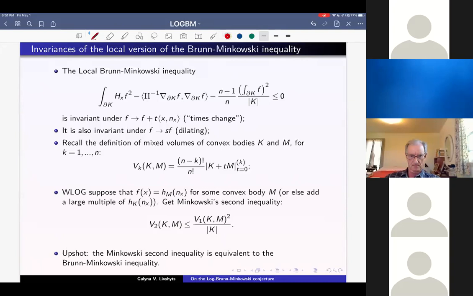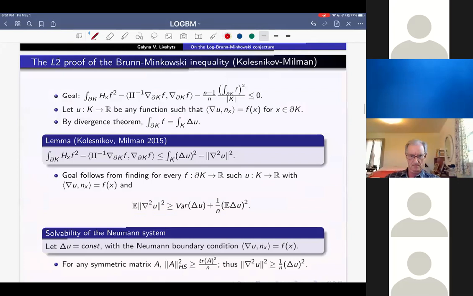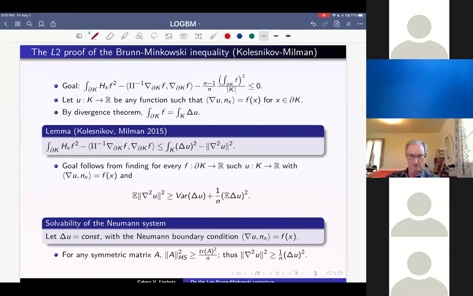In arbitrary dimension, there is this wonderful argument by Kolesnikov and Milman in 2015 or so, which is a proof of the Brunn-Minkowski inequality using the so-called L2 method. So the goal is to show this, remember, the local version of the Brunn-Minkowski inequality, which is this. We want to show that for any K and for any f on the boundary of K, this holds. So for any function u on the set K itself with a normal derivative equal to our function f on the boundary, we can rewrite this in terms of space integration. In fact, this goal will follow from the inequality written here.